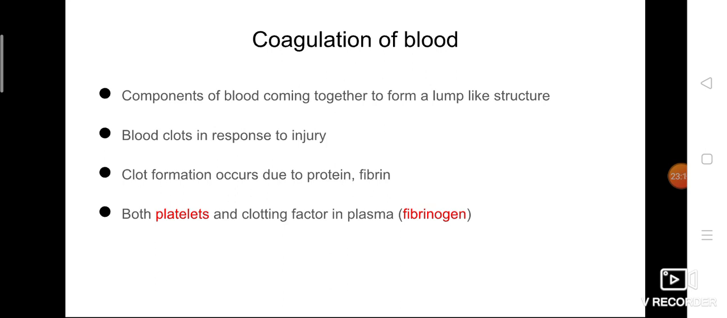Okay, so today we have seen the components of blood: plasma, red blood cells, white blood cells, platelets. Red blood cells, white blood cells and platelets are embedded in this plasma only. Plasma is the extracellular matrix.